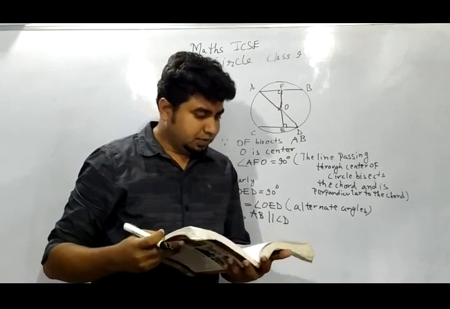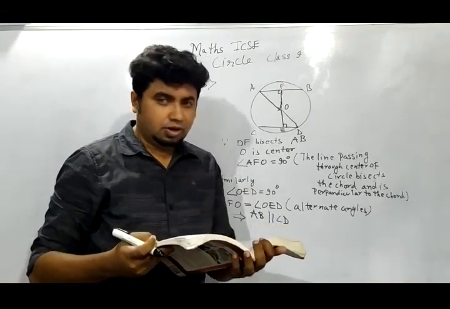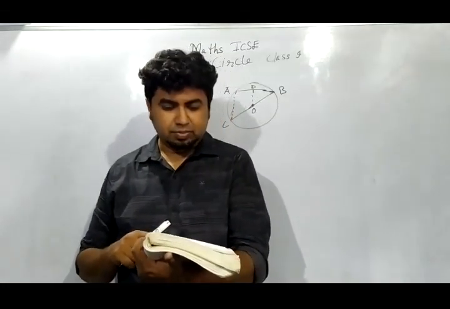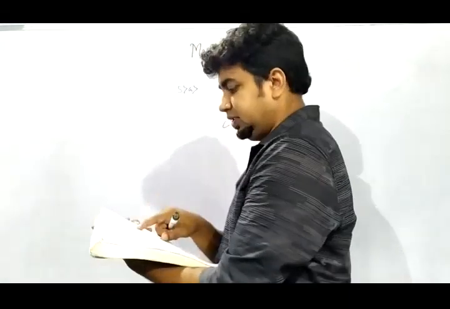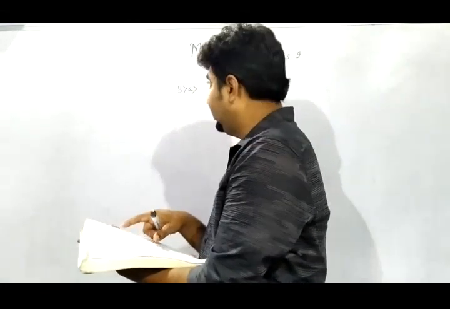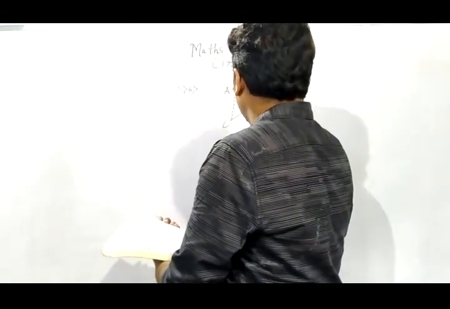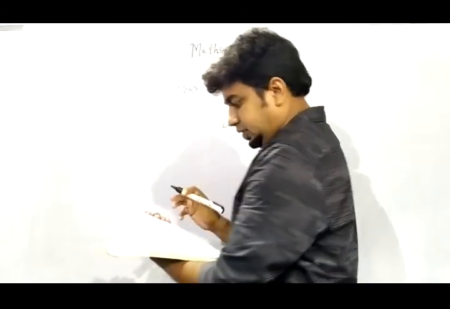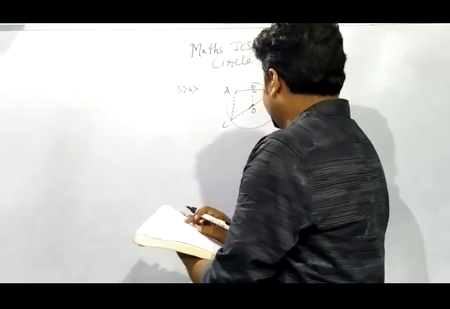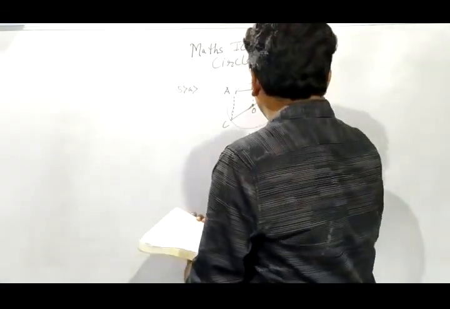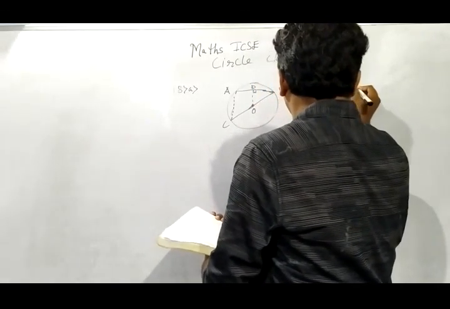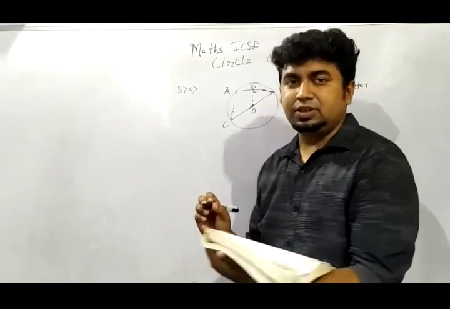So this is question number 15 that we have discussed. Now we'll be moving to question number 18. In question number 18 part A, in the adjoining figure given below, OD is perpendicular to the chord AB of a circle whose center is O, and BC is a diameter of the circle. These are the things which have been given to us.